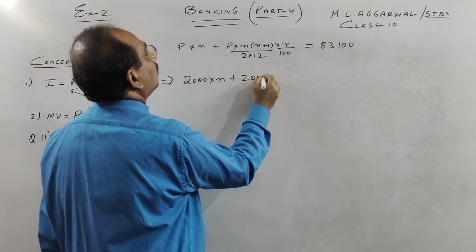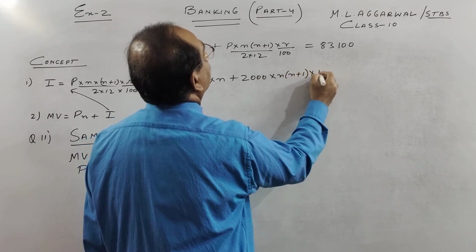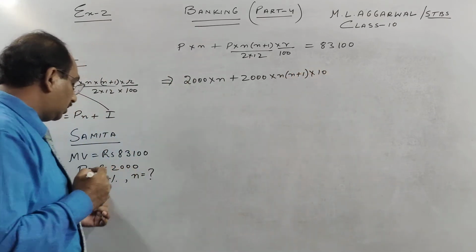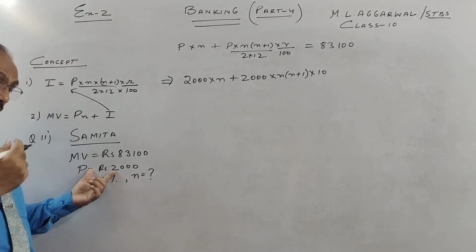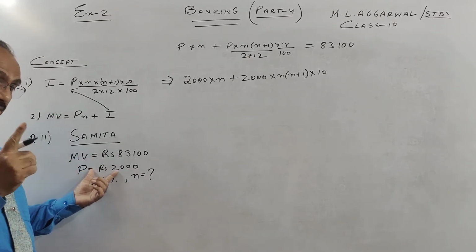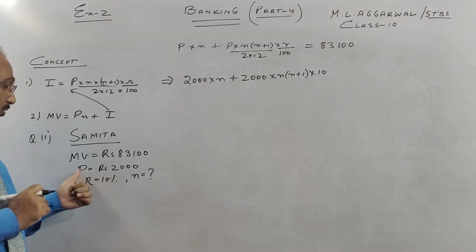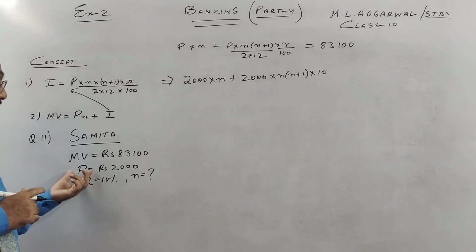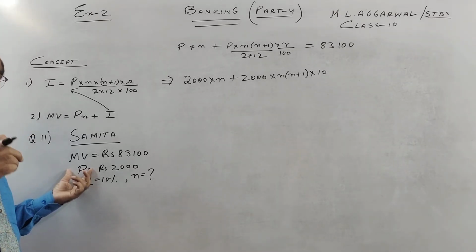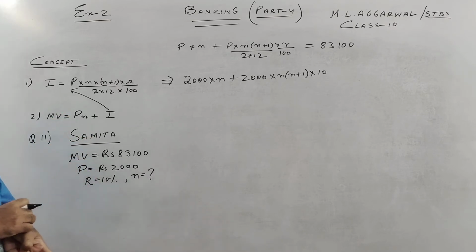So 2,000 into n plus 1. And the rate is given as 10, so cancellation is easy. See here, this is the money she gets, this is the principal, but remember in this situation, principal is the installment for each month. So rather than calling it principal, we call it monthly installment. So remember, P here is the monthly installment, not what we generally use in case of simple interest and compound interest.